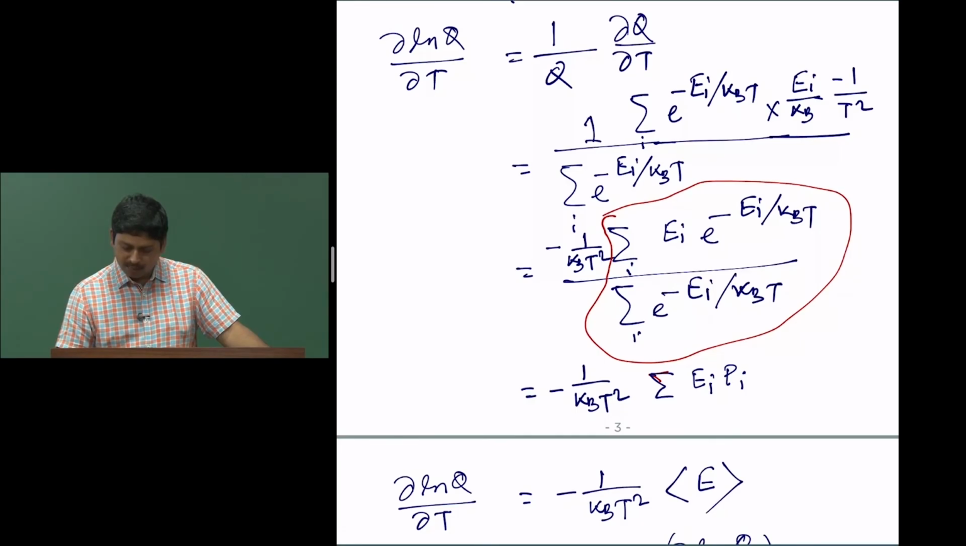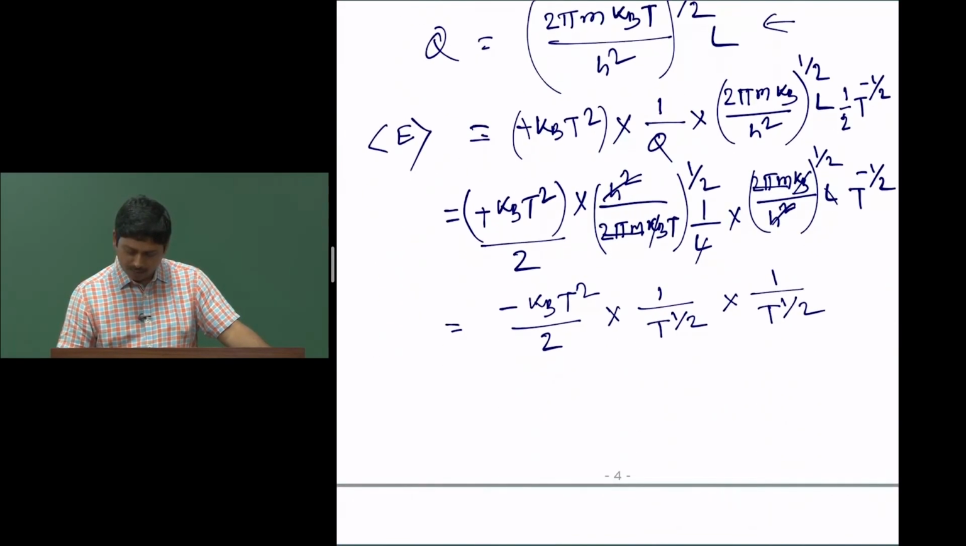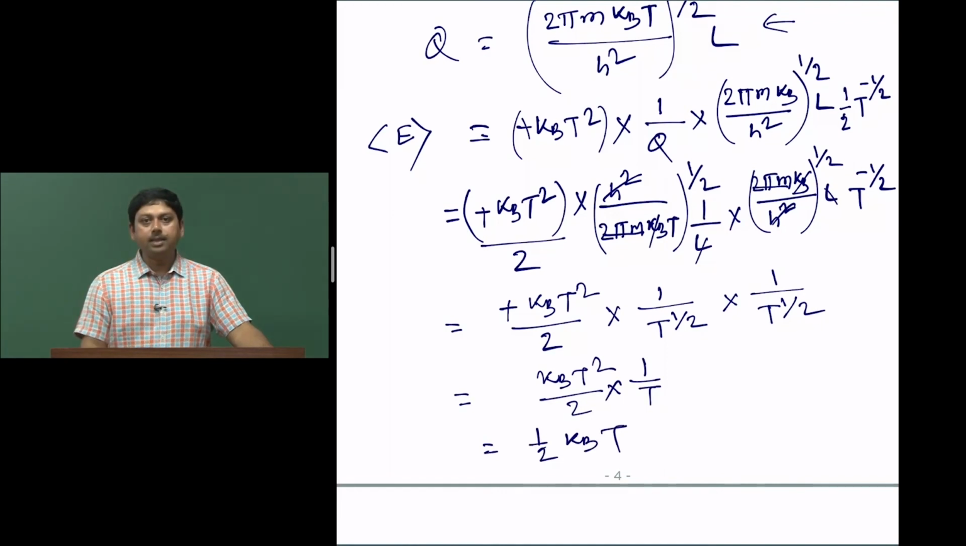So, e to the power minus E by kBT, and then I have my E_i by kB, and then I have a minus there, and there is a minus already, and minus minus becomes plus. So I have plus here, plus here, plus here, and that is giving us kBT squared by half into 1 by T, which is half kBT, and that is the average energy of a particle in a box, in a one-dimensional box.